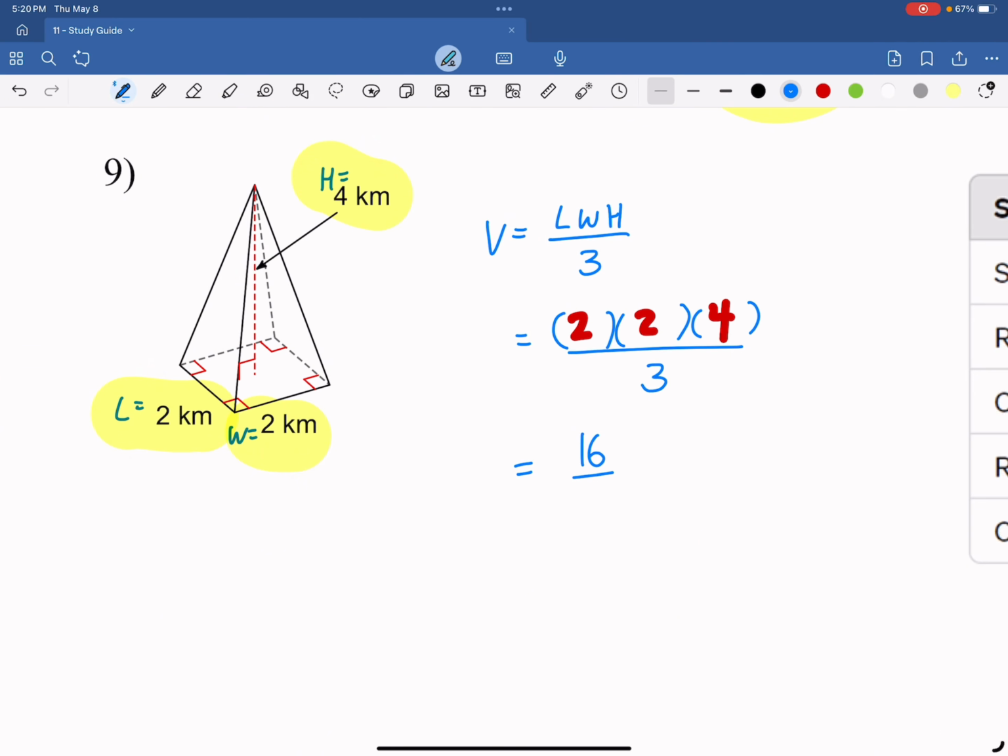Ooh, that's ugly. Well, 16 over 3 is just going to be approximately 5.3. If you end up getting 5.3 with that line on top on your calculator, that's just another way to say it goes on forever, right? So we're just going to round it to 5.33. This is volume, so it's 5.33 kilometers cubed. That's the volume.